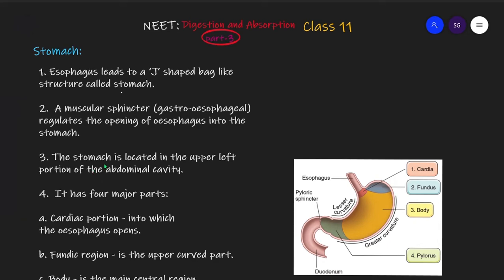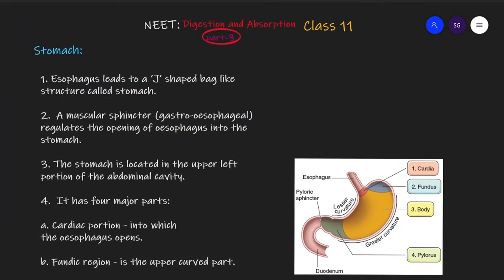Now the third point is, the stomach is located in the upper left portion of the abdominal cavity. If you look at your abdomen, you will find the location of the stomach is in the upper part of the abdominal cavity, and secondly, it is left to the midline of the body. So the stomach is located in the upper left portion of the abdominal cavity. This is the location of the stomach in our body.